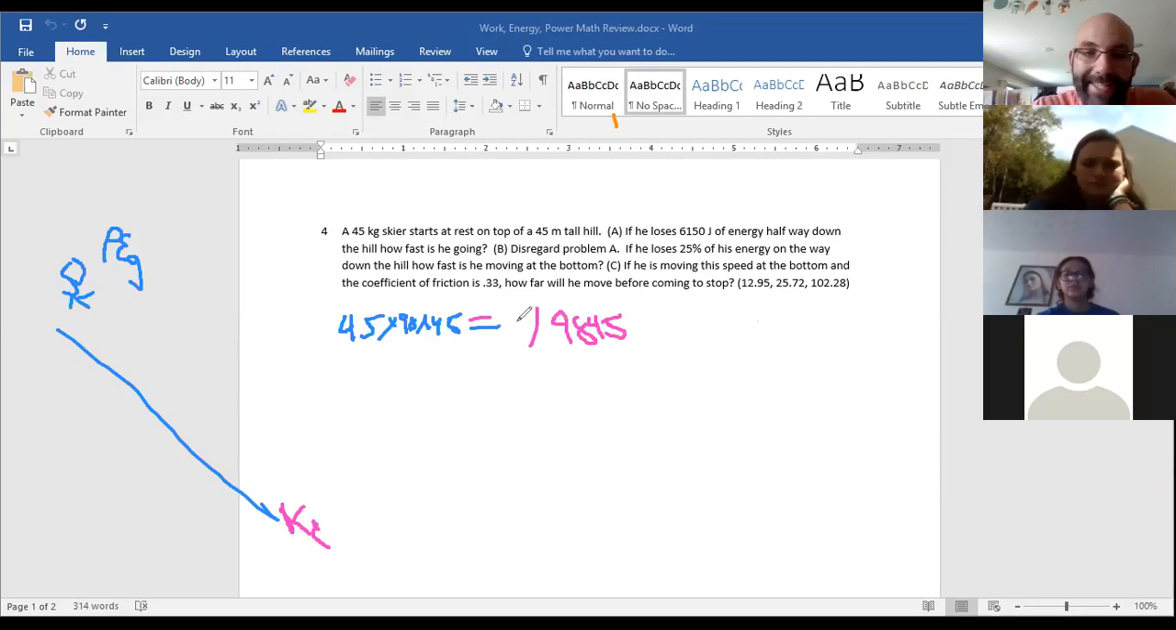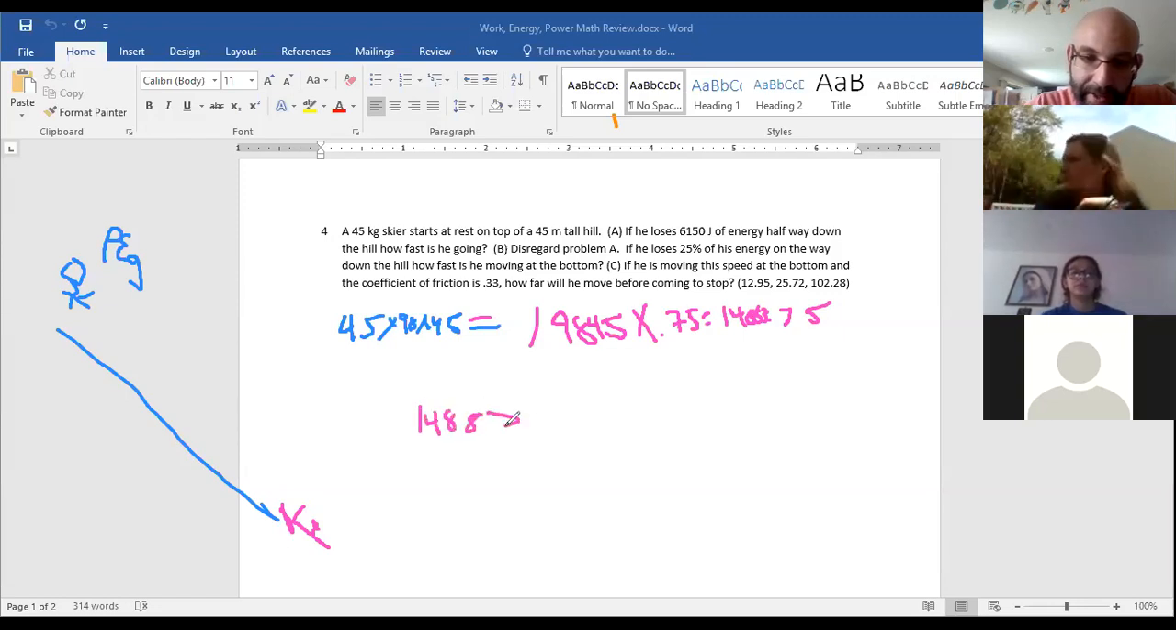Okay, so that's the initial energy we have. We're losing 25% of that, so that means we have 75% of our energy left over. If we find out what 75% is of that, 14,883. Right, that now becomes our initial energy at the top. So we have 14,883.75. That's how much energy we have.